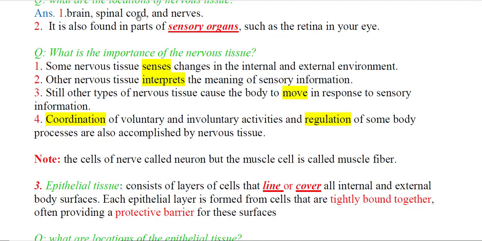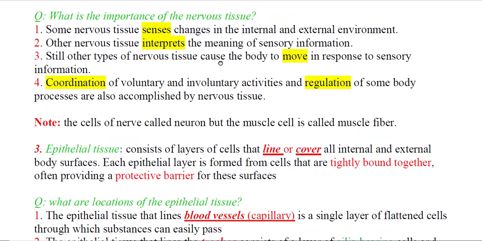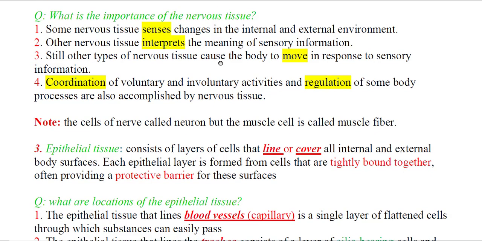So we have four parts of our body that contain nervous tissue: brain, spinal cord, nerves and sensory organs. What are the functions of the nervous tissue? The first function of the nervous tissue is to sense change in the internal and external environment.